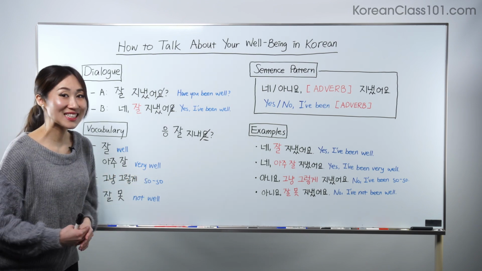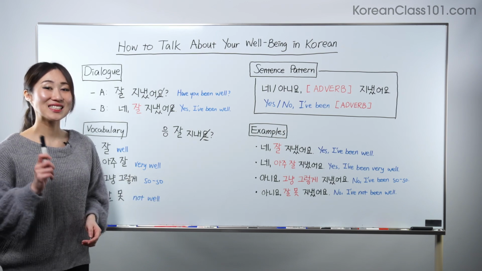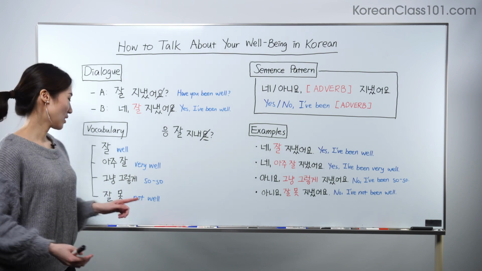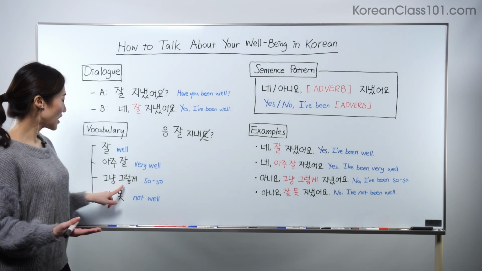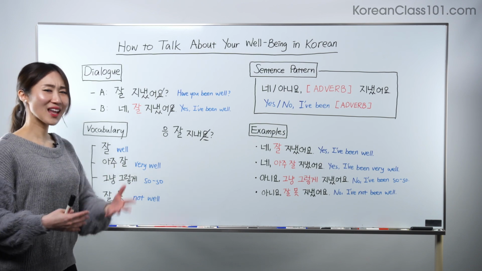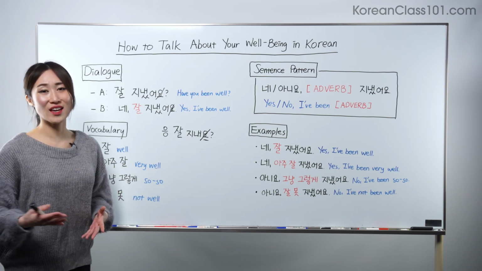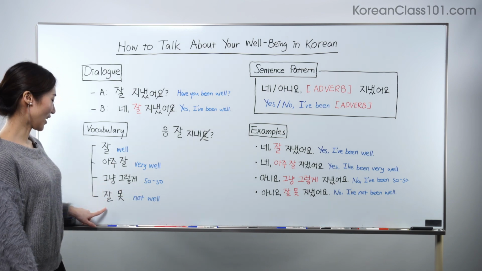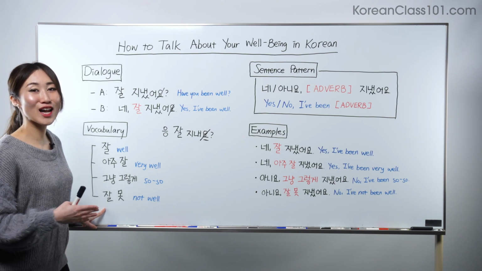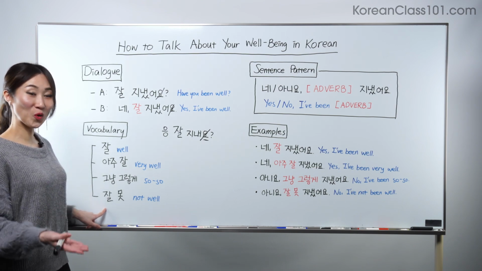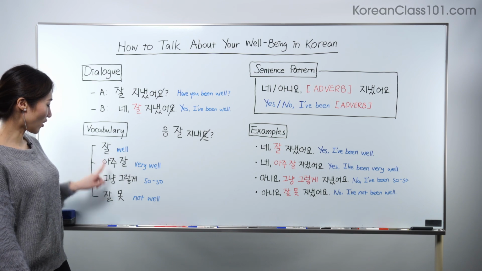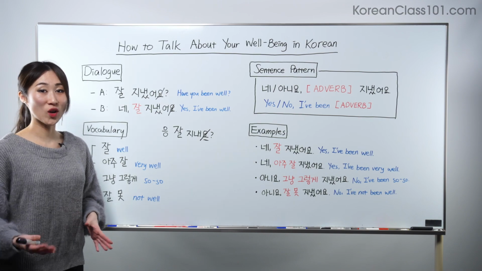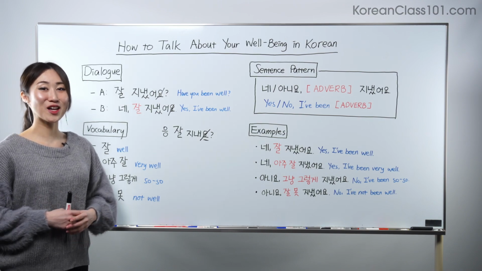Next, 그냥 그렇게 means so-so. 그냥 means just, and 그렇게 means like that. So it literally means just like that. In English, it's like so-so. 그냥 그렇게. Next, we have 잘못. We just learned 잘 here, right? It's well. 못 means not. So 잘못 means not well.